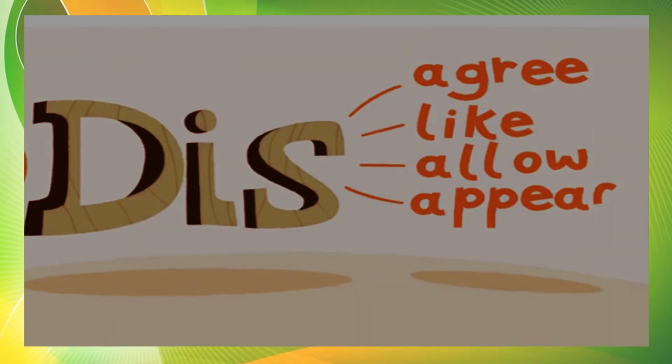One more prefix, dis. We often use this prefix, so we can make many more words with it: disagree, dislike, disallow, disappear, dismiss. In this way, by adding a prefix to any root word, you get a new word or a word with a new meaning.